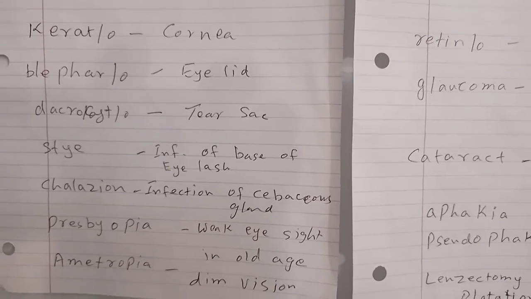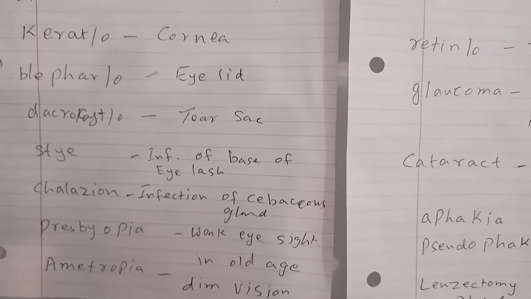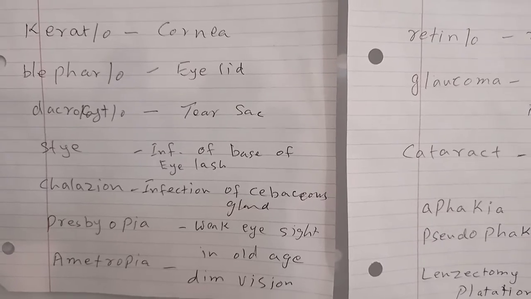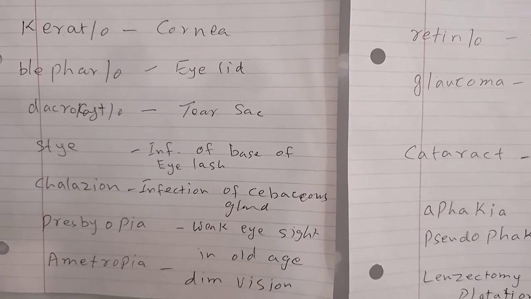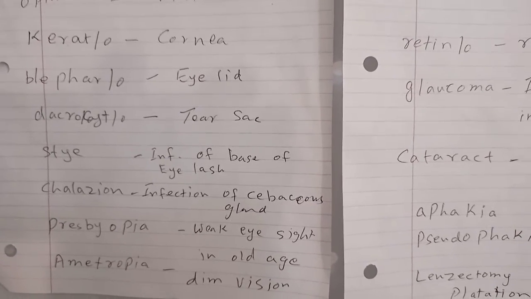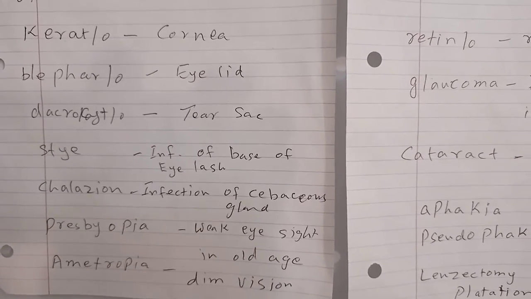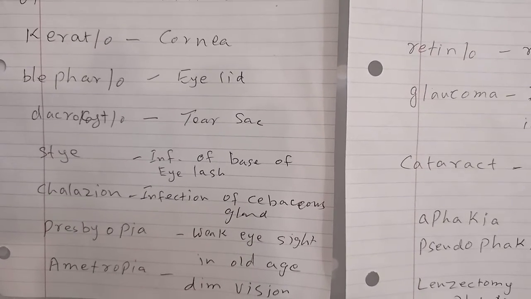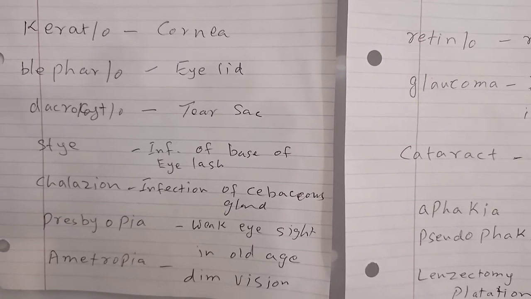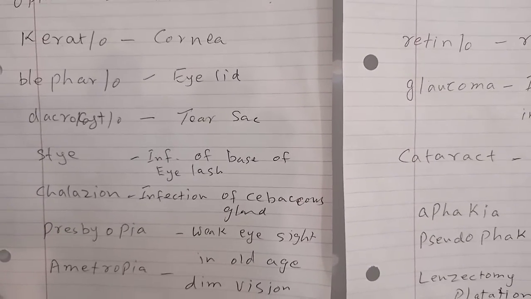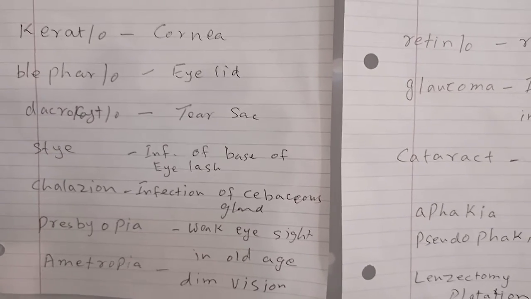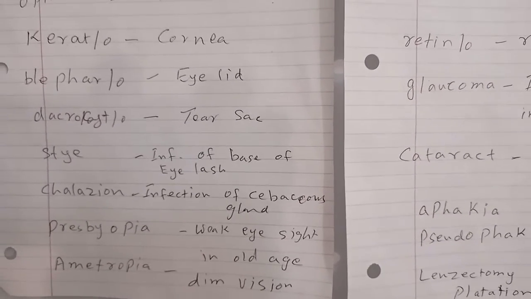Stye. What is a stye? A stye is infection of the base of the eyelash. There is pus at the base of the eyelash, surrounded by a reddened area. That is a stye. The treatment is to remove the eyelash and squeeze the pus out. It will be fixed. Clean with distilled water.